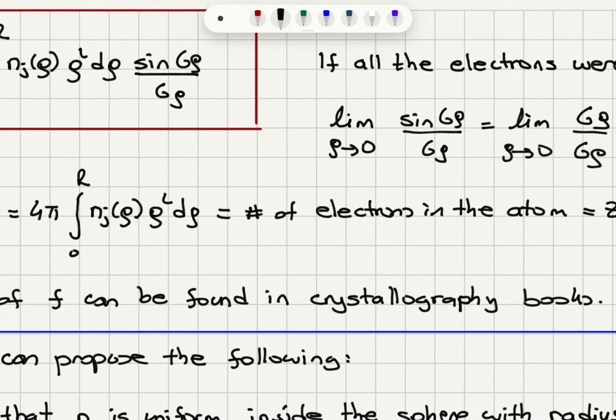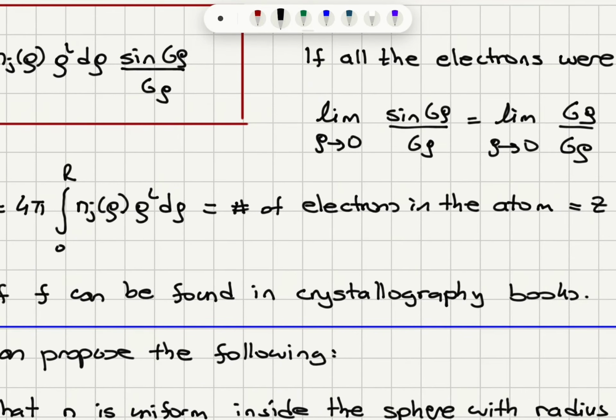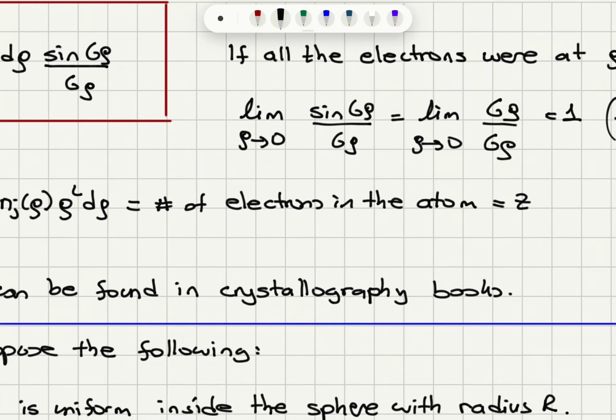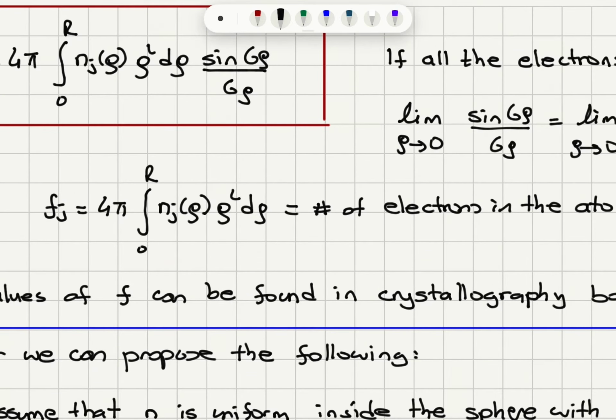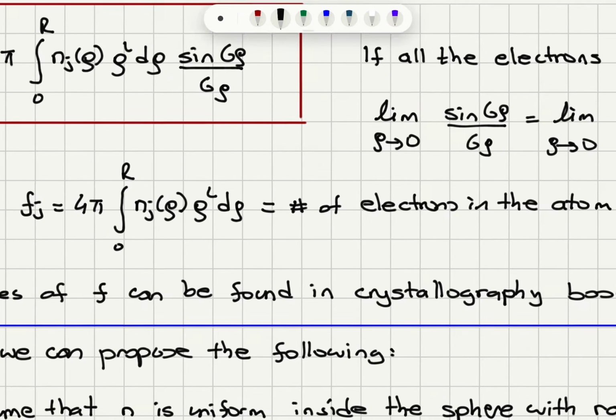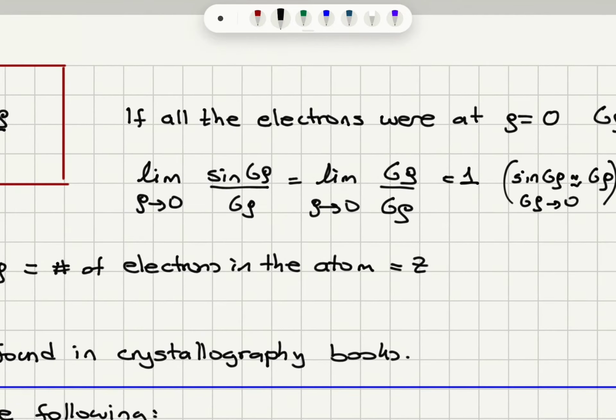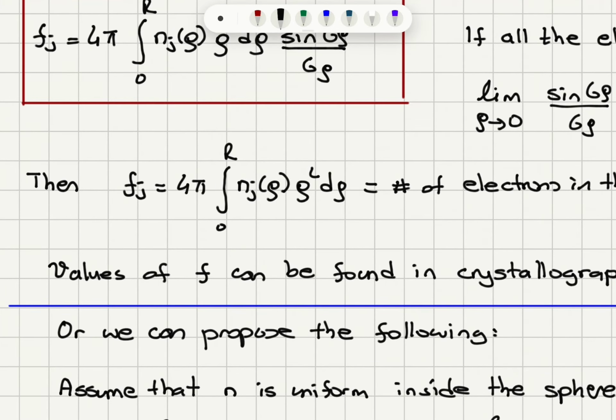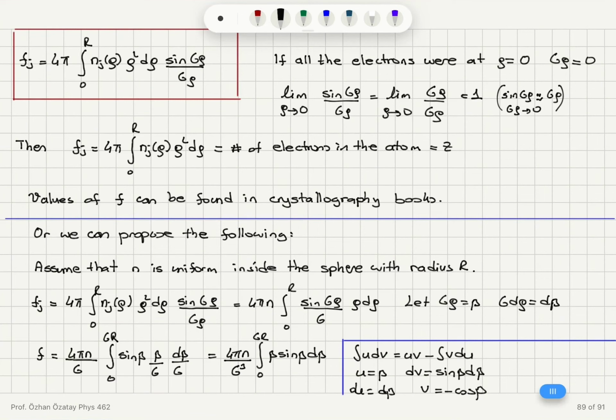So what does that give me? It gives me the number of electrons in the atom. So therefore, I would have the atomic number Z. So total electron concentration integrated over the full volume gives me the number of electrons in the atom, and the electrons are residing at rho equal to 0. That's what I assumed. So if you look up values of f, the atomic form factor for different atoms, these can actually be found in crystallography books. So if you want to do an actual calculation for the crystal diffraction relative intensity of the diffraction peaks, you would need this value.